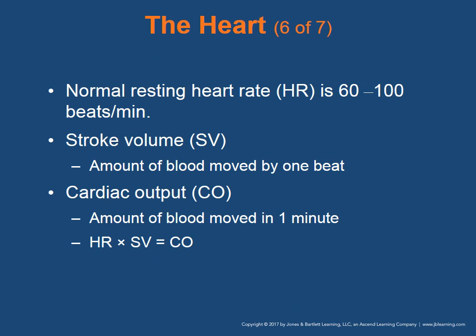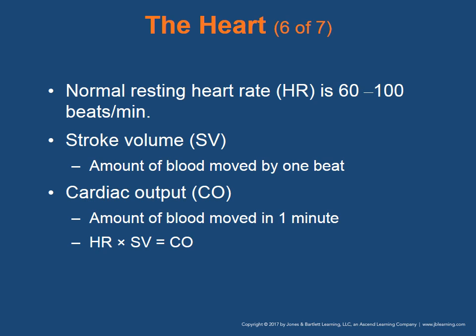So heart rate, normal resting heart rate is 60 to 100 beats a minute. That's just an average. The stroke volume is the amount of blood moved by one beat. Cardiac output is the amount of blood moved in 1 minute. So how do we figure out the cardiac output? Well, it's the heart rate times the stroke volume.